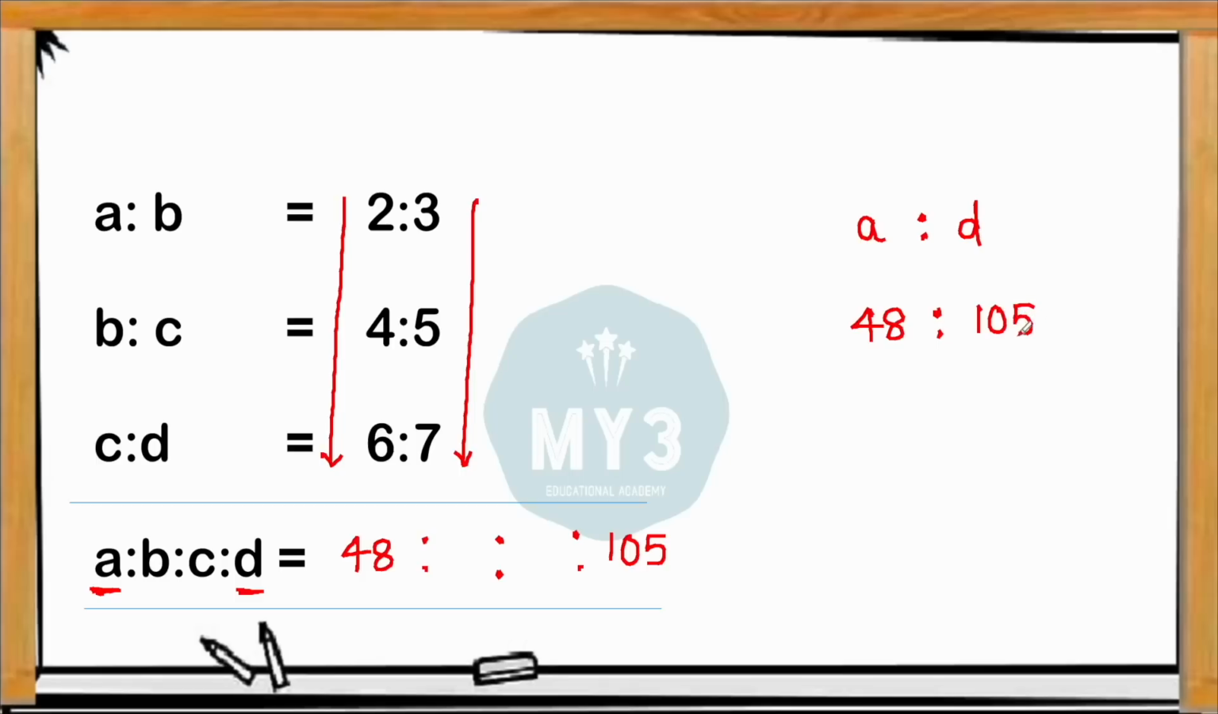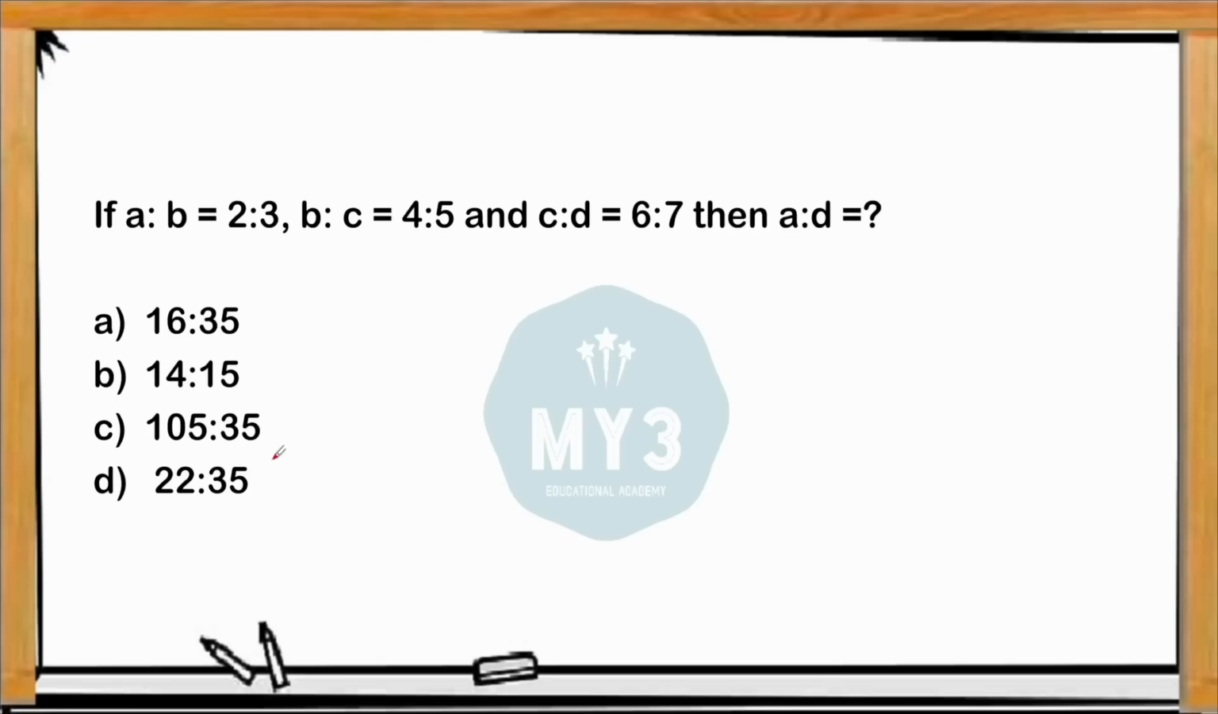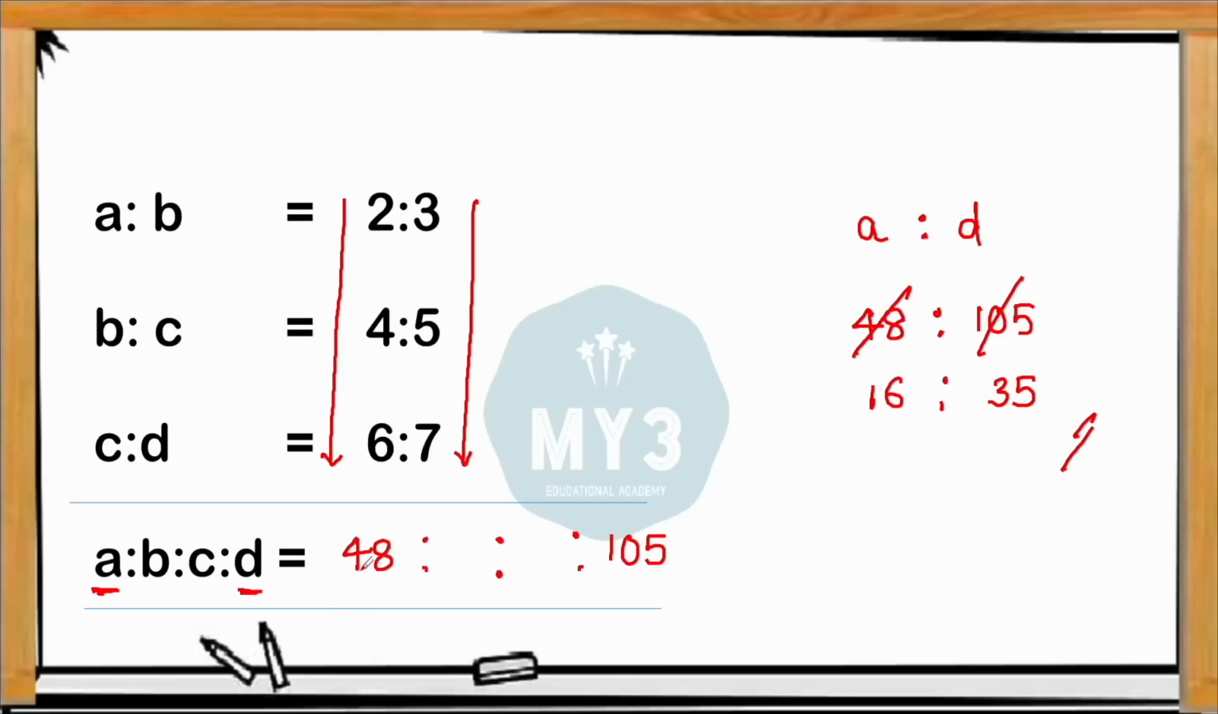48 is to 105. Both the numbers are going in 3 table. 3 ones are 3, 3 sixes are 18, and 3 threes are 9, 3 fives are 15. So value of A is to D is 16 is to 35. You can mark it as an answer choice. But how to find out B and C also we'll try to observe here. So as usually, once you got A value and D value, to get B value and C value, you just connect with any one of the values.